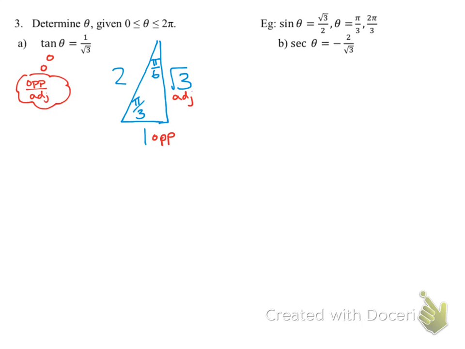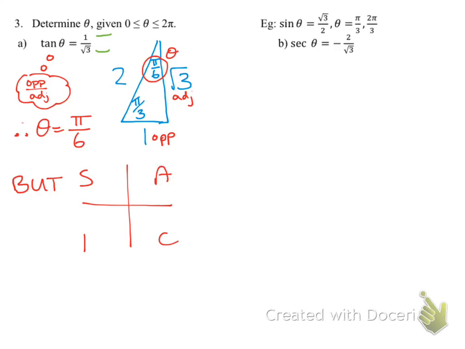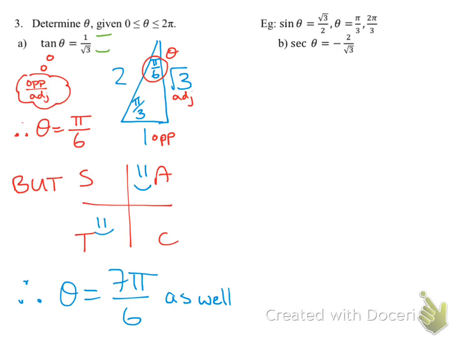So that means that 1 is opposite and root 3 is adjacent, because 1 is at top and root 3 is on the bottom. So 1 is opposite, which means that the angle that we're looking for is actually pi by 6, and that's theta. So theta is pi by 6, right? However, if we draw the cast rule, we have an answer in the A quadrant, that's good, but also tan is positive, so we have an answer in the T quadrant. So that means that aside from pi by 6, theta could also be 7 pi by 6 as well. Okay? So there's our two answers.